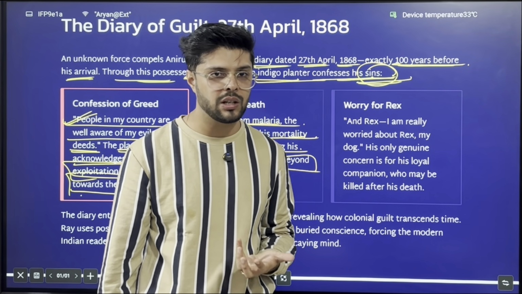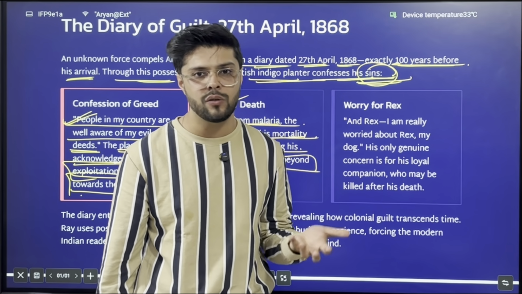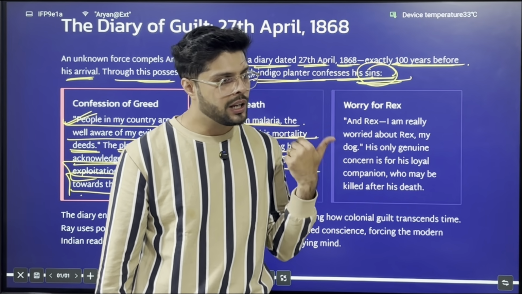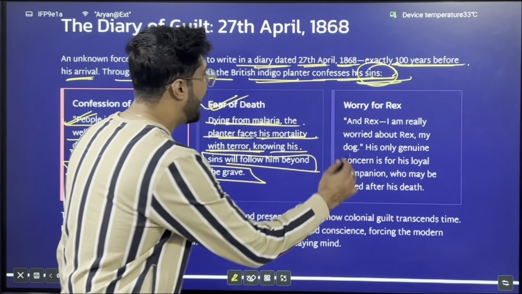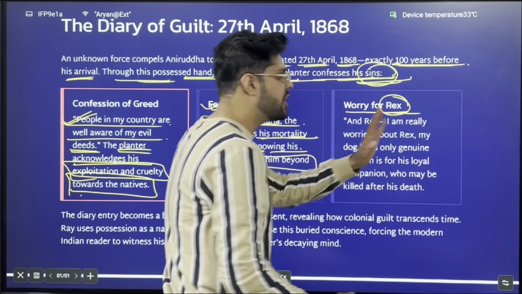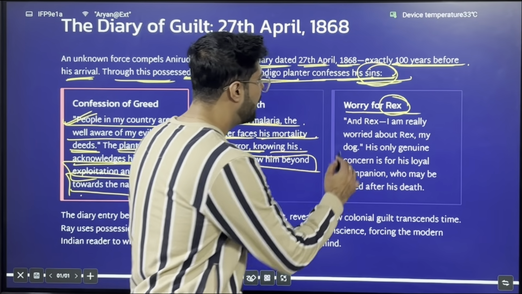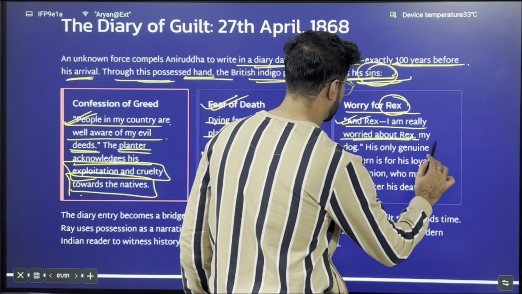So the sins you have committed stay with you, whether you are alive or not there, in the form of a soul as well. You have to make amends for your sin. Okay? And the worry of Rex. Now Rex was that English planter's dog. He was a hound. And Rex, I'm really worried about Rex, my dog.